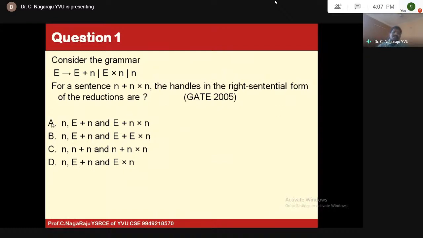The options: A is N comma E plus N and E plus N into N. B is N comma N plus N and N, E plus E into N. Which one is the correct answer? Here we are using the right sentential form, meaning from right to left we have to evaluate, so bottom to top.